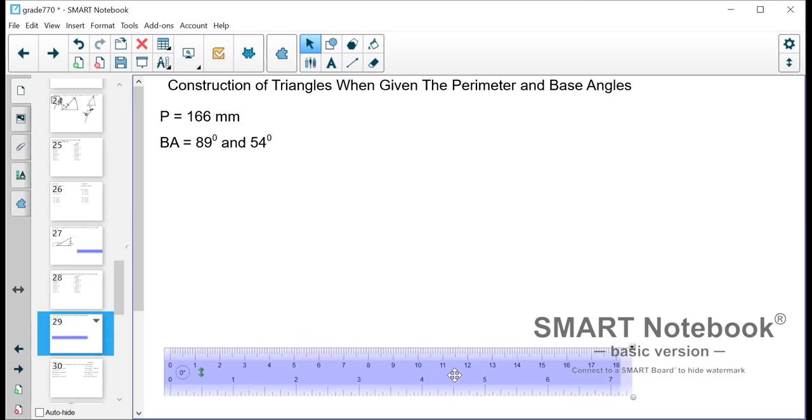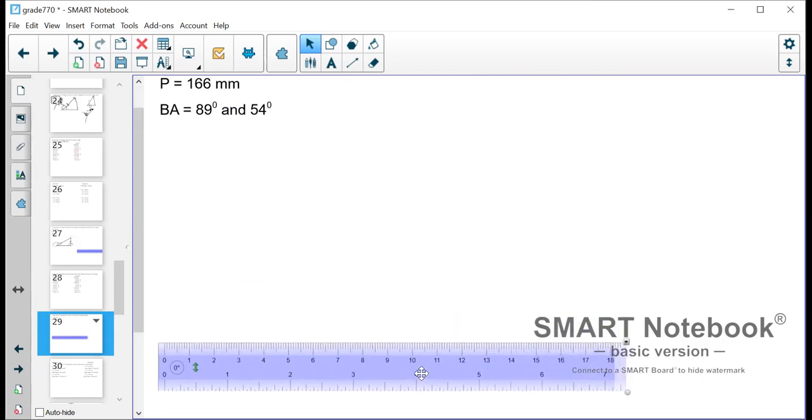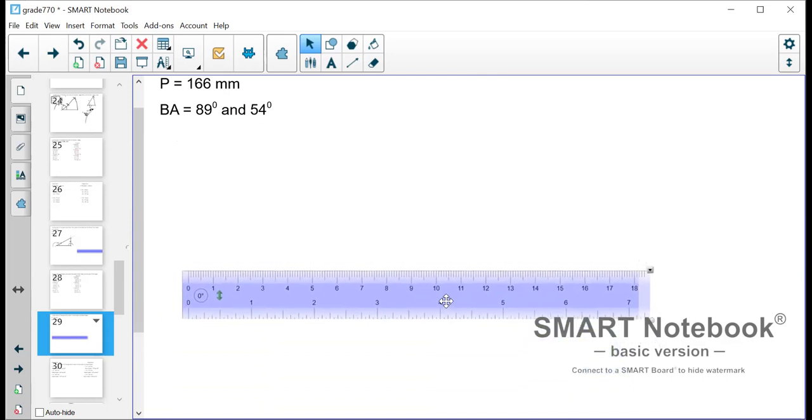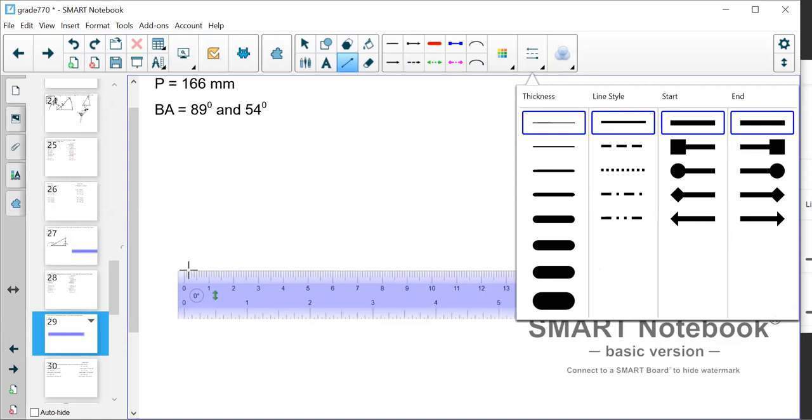So what I'll do, I will draw this baseline to 166 mm. Again, you might be questioning, why am I drawing this baseline at 166? I'm utilizing the entire perimeter. So no need to worry. I will explain and you will see exactly how this is done.